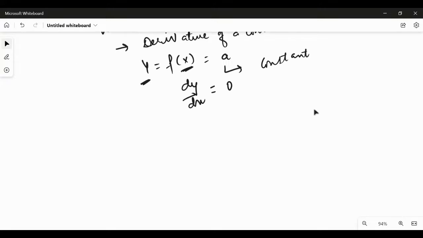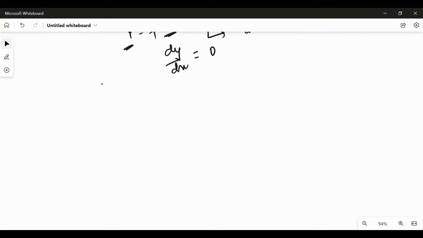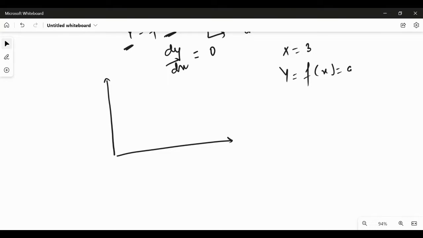Let me explain this concept with the help of another graph. Let us assume that a is equal to 3. We can write it both ways. So we have to find out y. Y is equal to function of x is equal to a, where a is equal to 3. This is not a sign of divide, this is or. Okay, a is equal to 3.